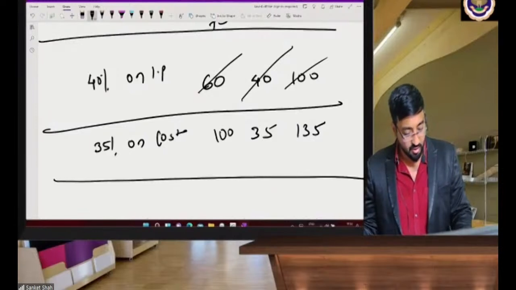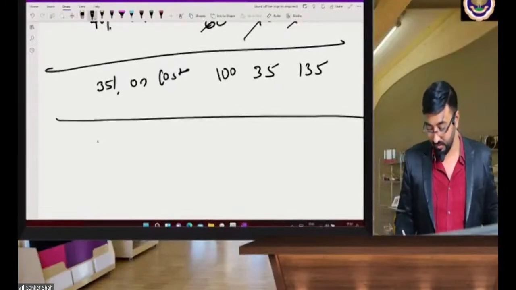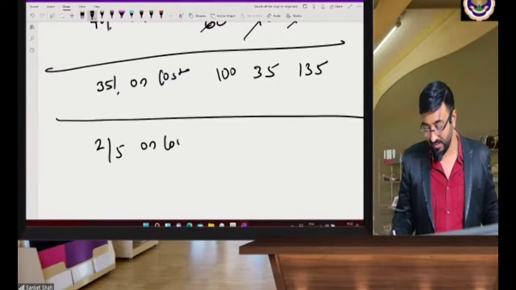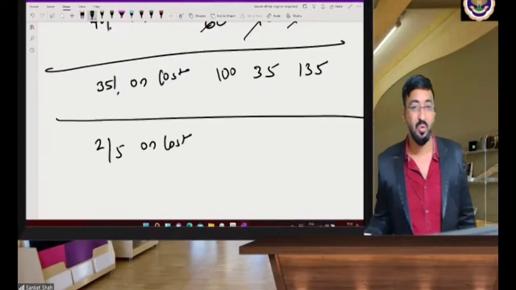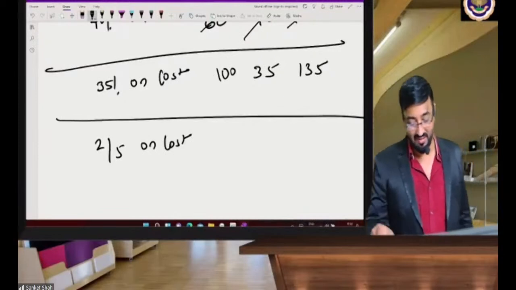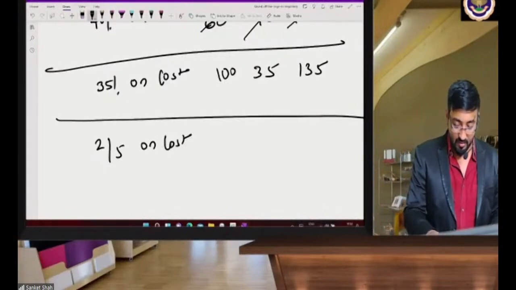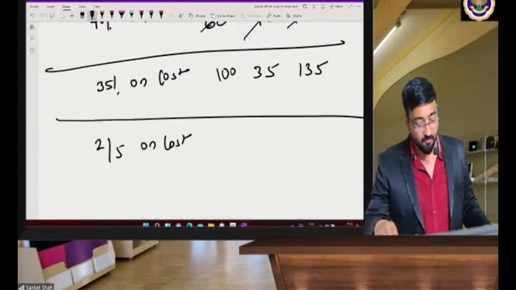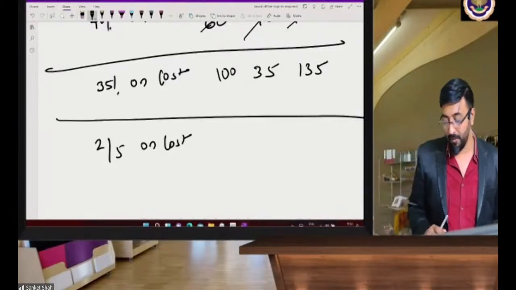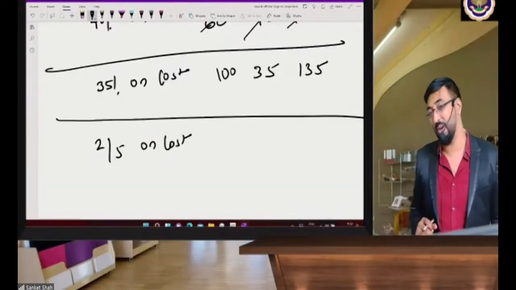And last question. Now I want to see: 2 by 5 on cost. See how many of you can answer this question. How to prepare the equation? Let's see. 2 by 5 on cost. Yes, beta Paras, your answers are visible. I am taking the names of those who are answering very fast. Profit is 2 by 5 on cost. Let's see how many of you can answer this question.